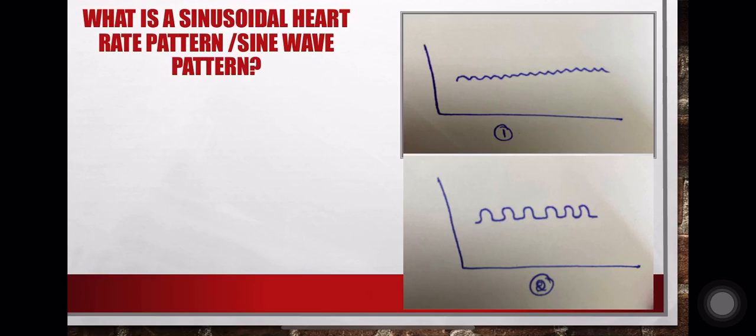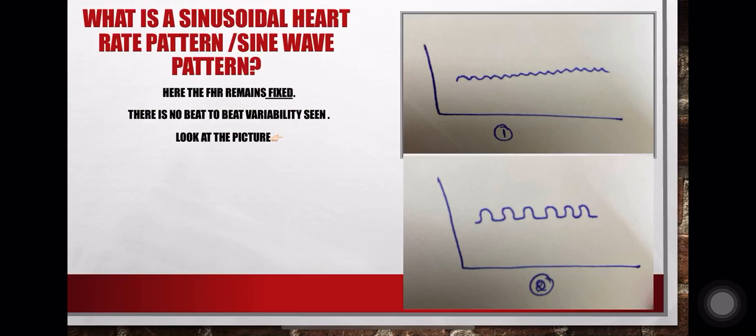What is a sinusoidal heart rate pattern or sine wave pattern? Here, the fetal heart rate remains fixed or stable. There is no beat-to-beat variability seen. Look at pictures 1 and 2. The sinusoidal heart rate pattern or the sine wave pattern either appears fixed or stable as shown in picture 1, or shows a fixed wave-like pattern as seen in picture 2.